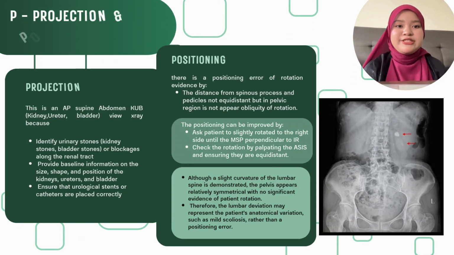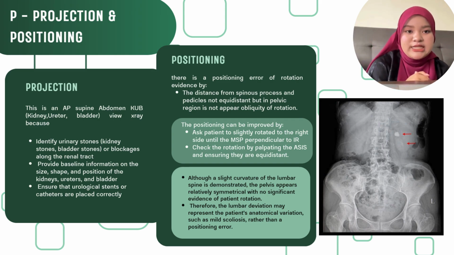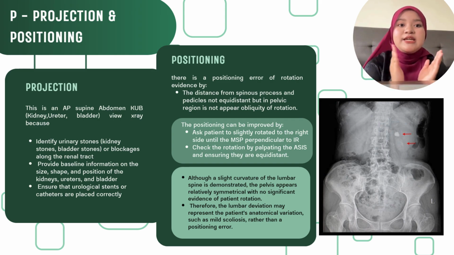So now we move to the second PACEMAN. P is projection, like I told earlier. The AP supra-abdominal KUB is for identifying urinary stones, providing a baseline of the size, shape, positioning, and anatomy along the renal tract, and to ensure that a urological stent or catheter is placed correctly.